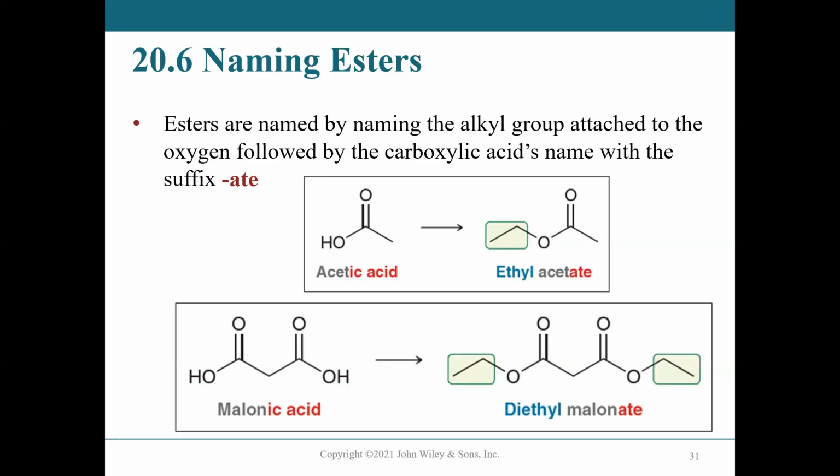Esters are named by naming the alkyl group attached to the oxygen, followed by the carboxylic acid's name with the suffix -ate. So acetic acid becomes ethyl acetate. Malonic acid becomes diethyl malonate.